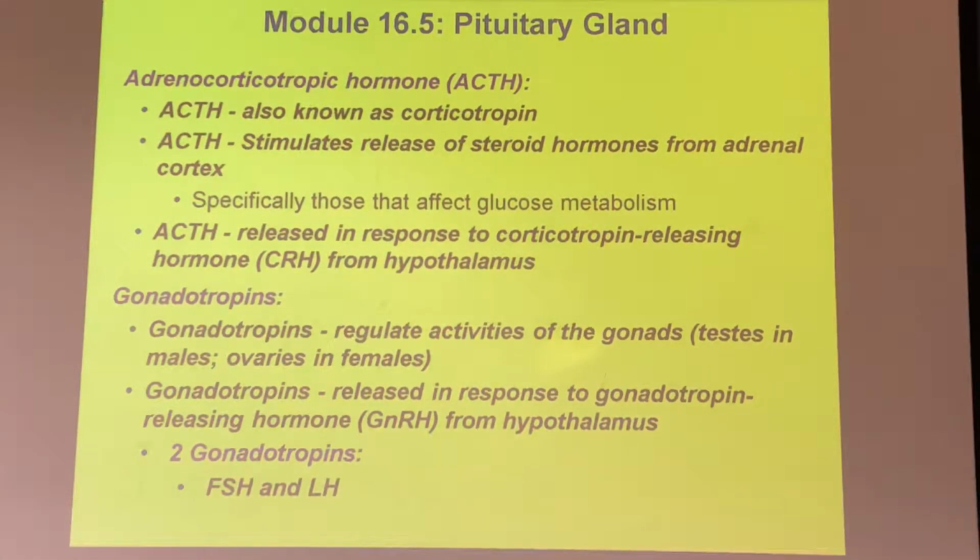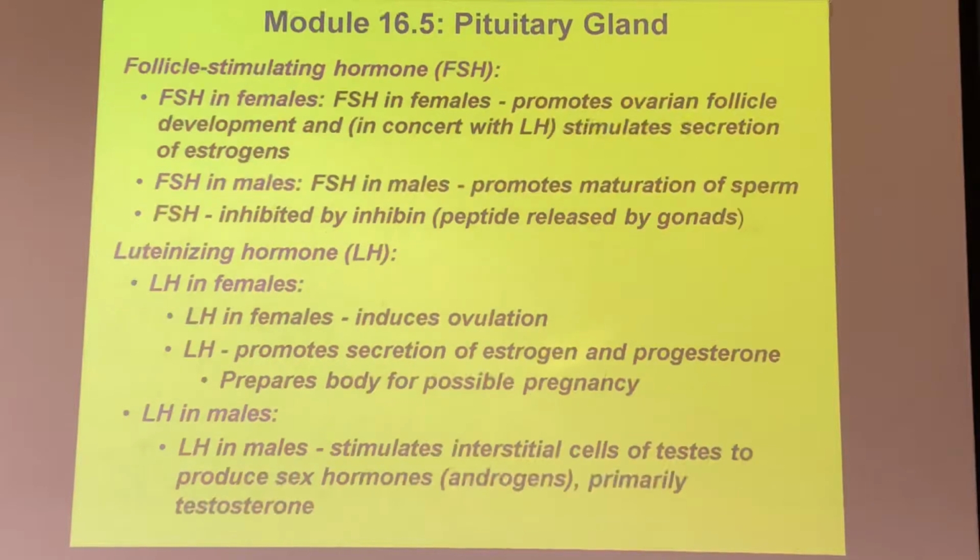Gonadotropins regulate the activity of the gonads, which are the testes in males and ovaries in females. They are released in response to gonadotropin releasing hormone. Okay, are you getting the point? There is a releasing hormone first. So these hormones from the hypothalamus, when released, will activate the gonads, for example testes and ovaries. These are two gonadotropins, FSH and LH. In full name, FSH is follicle stimulating hormone, and it promotes ovarian follicle development.